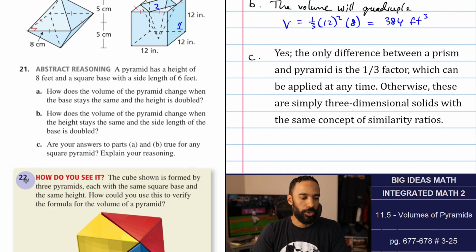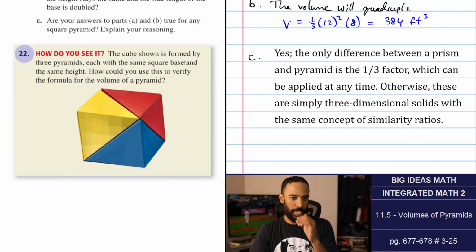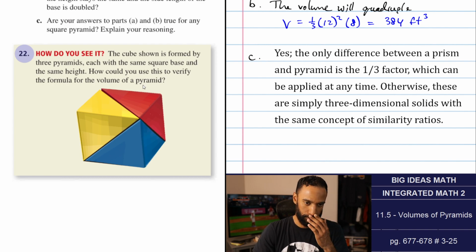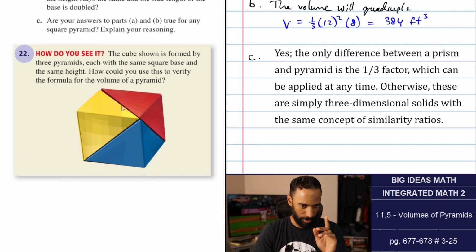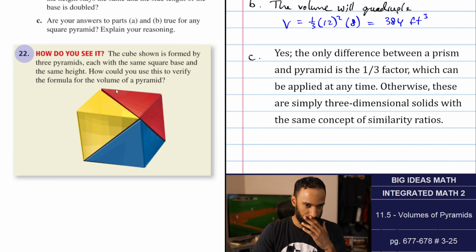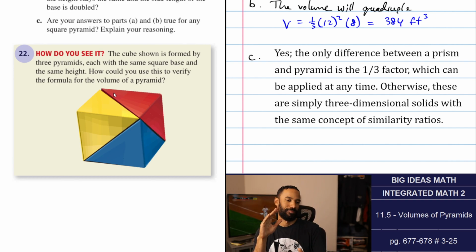All right, number 22. How do you see it? The cube shown is formed by 3 pyramids, each with the same square base and the same height. Oh, they called it a cube. I thought this was the top of a pyramid, like a hexagonal pyramid or something. Okay, I got you. Oh, they said a square.